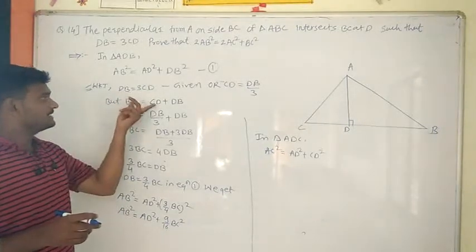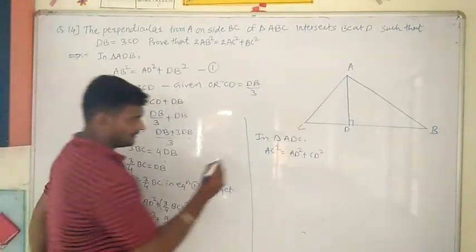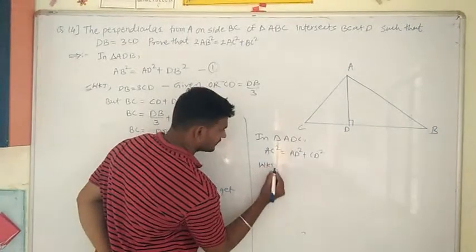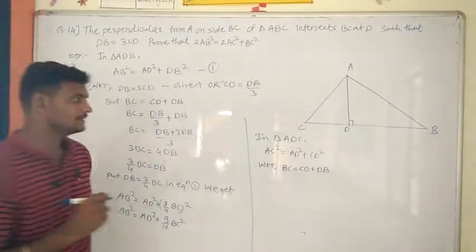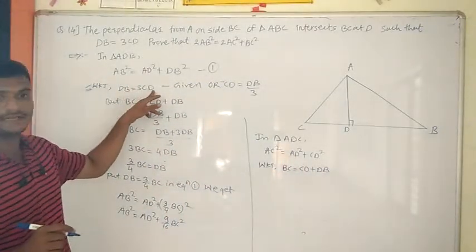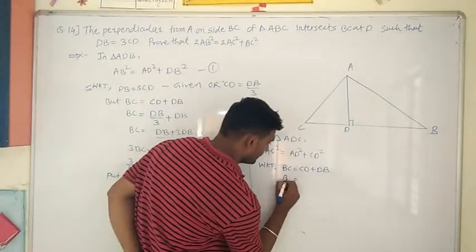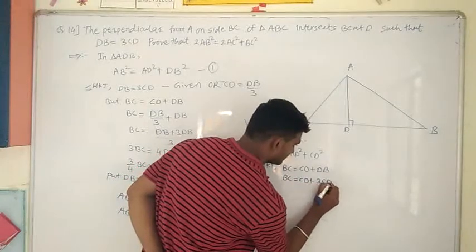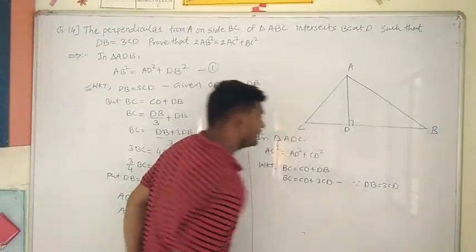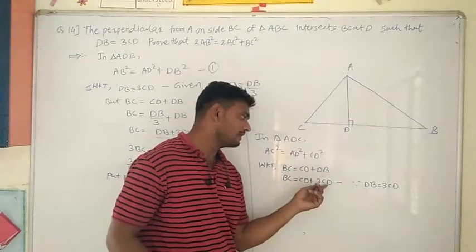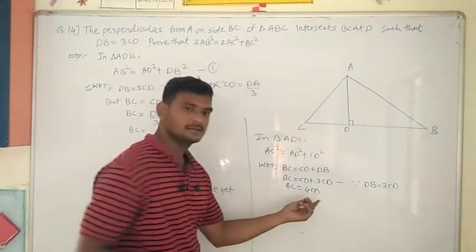And also BC is equal to CD plus DB. We know this. I will write here, we know that BC is equal to CD plus DB, and this DB is equal to 3 times CD. Instead of DB, I will put 3 times CD. BC is equal to CD plus 3 times CD, since DB is equal to 3 times CD. Therefore, instead of DB, I have written 3 times CD, which makes 4 times CD. BC is equal to 4 times CD.